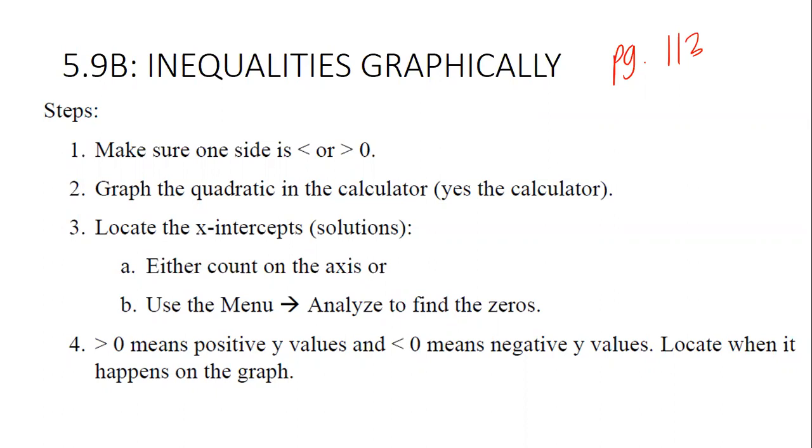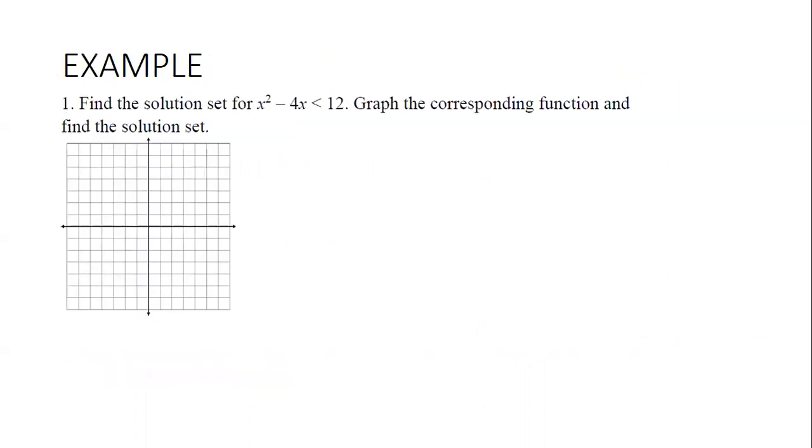You're gonna locate the x-intercepts, your solutions, and you're gonna either count on the axis or use menu to analyze the zeros. And you're still gonna determine, is it below or above the x-axis, depending on whether you want greater than, which means you're looking for above the x-axis, less than, which means you're looking for below the x-axis. And you're gonna locate when it happens on the graph, okay? All right, so let's dive in here.